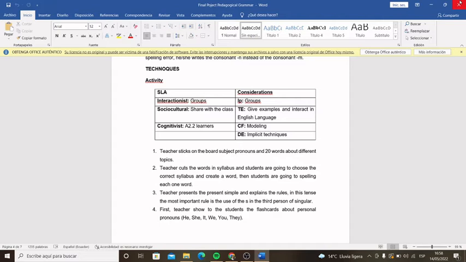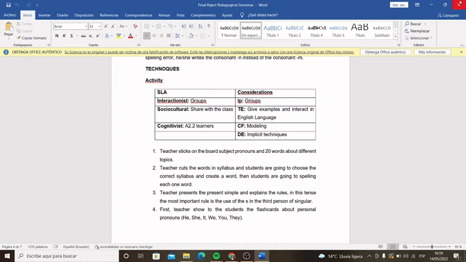Cognitivist, A2.2 learners and CF modeling, implicit techniques. In this activity, these students are going to recognize and identify the different words that we have. The first activity they are going to do is the teacher is going to stick on the board subject pronouns and 20 words about different topics.